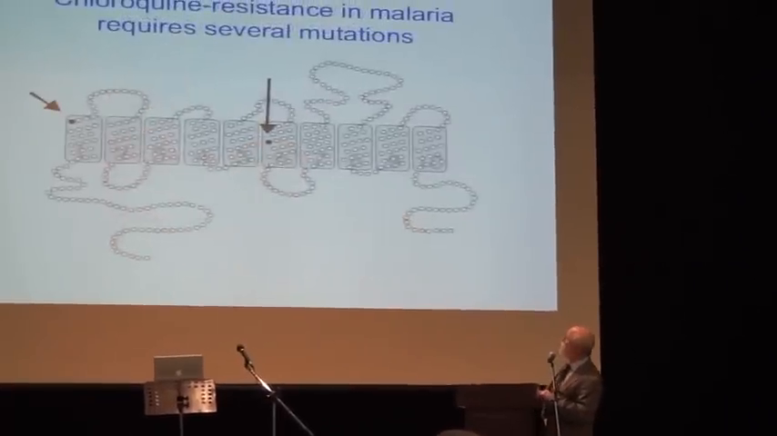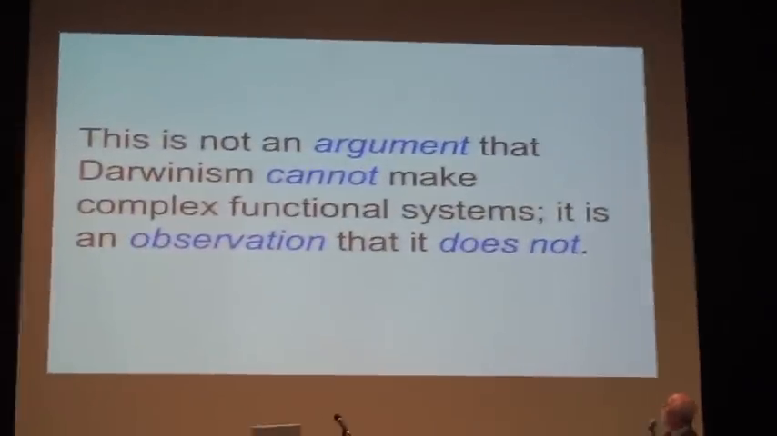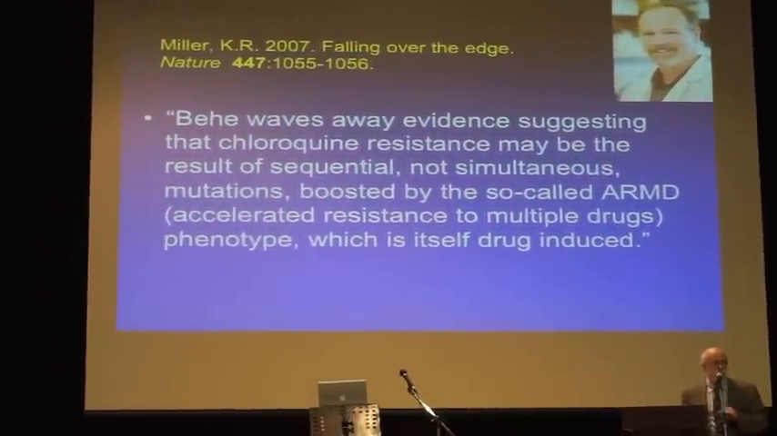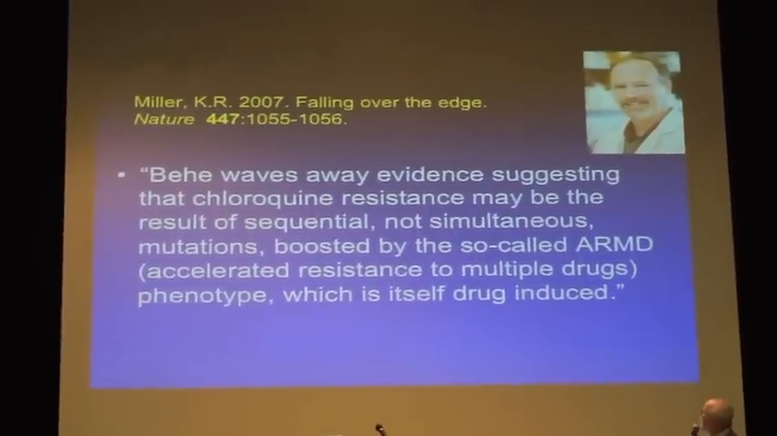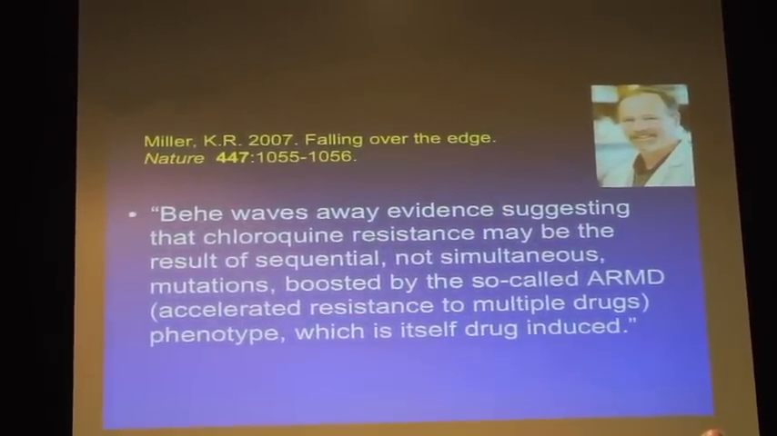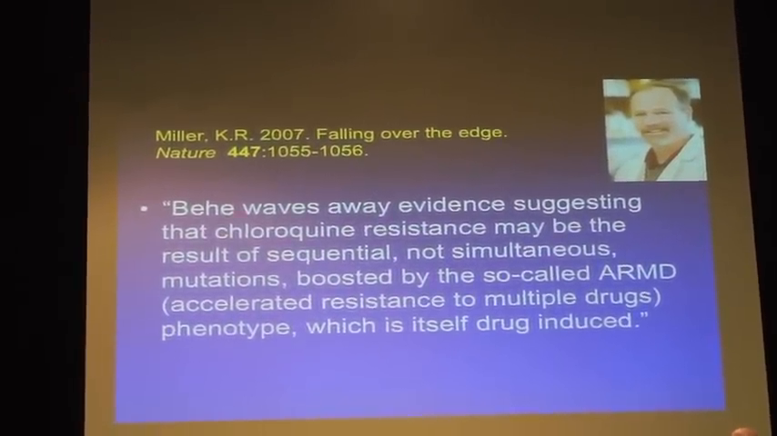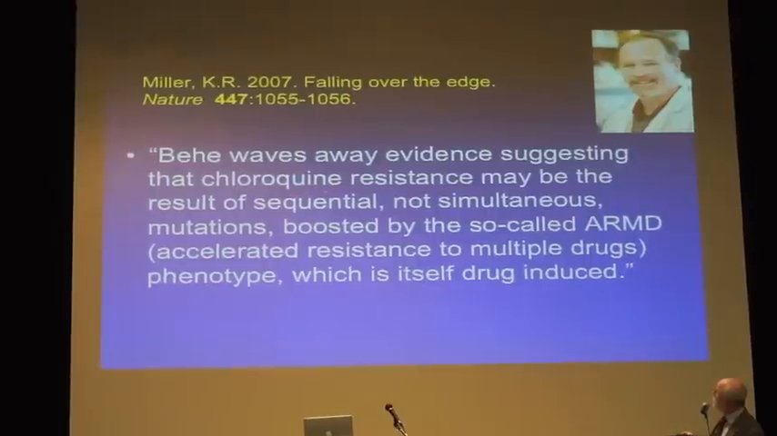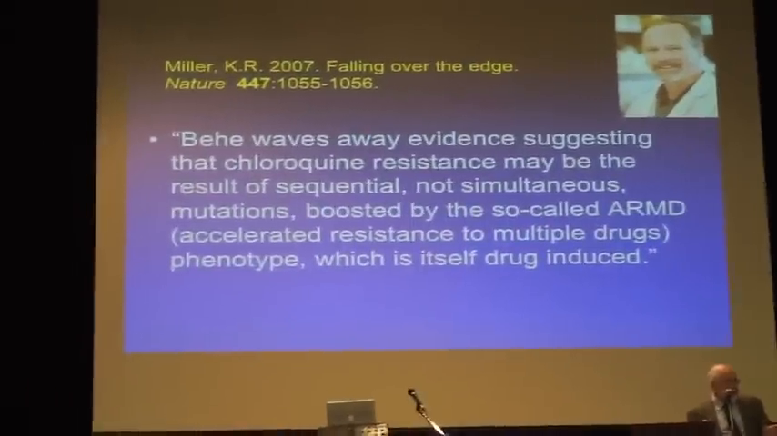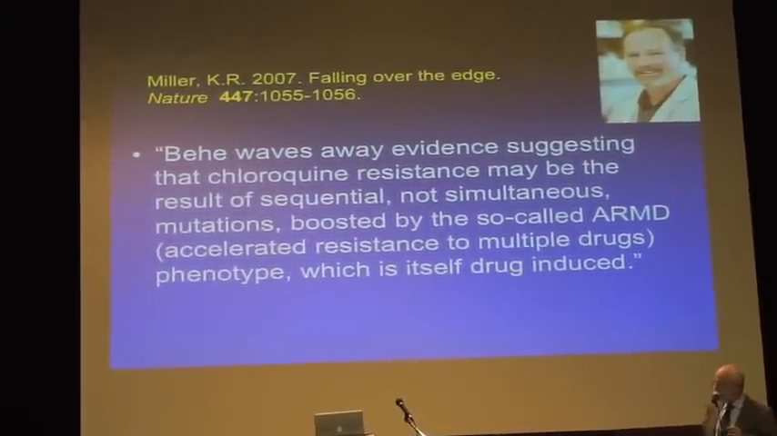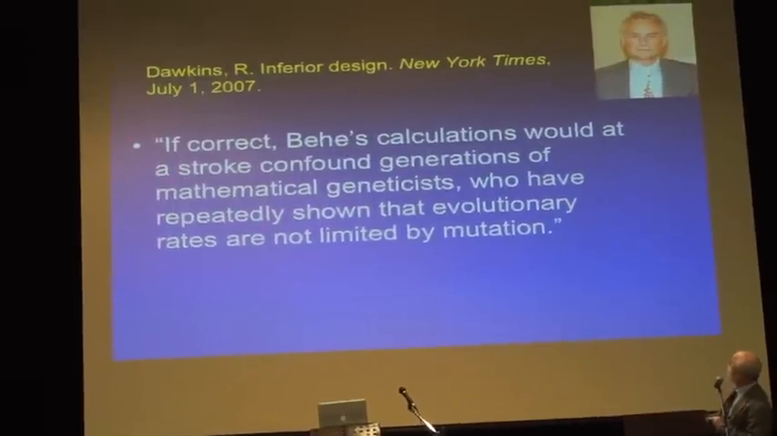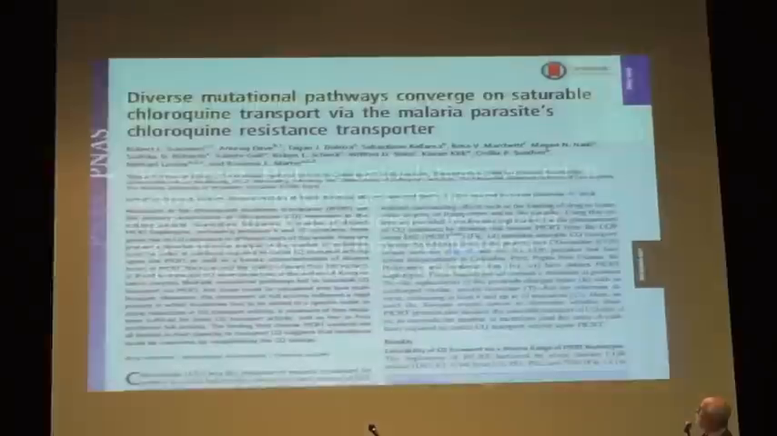And some of my critics, and I should say that, in case you didn't know, I do have a couple of critics on this. Professor Miller didn't like my argument in The Edge of Evolution about that. They said that, in fact, you probably don't need 2 mutations for chloroquine resistance. A number of other folks said that as well. Here are reviews of my book in which people said something like that.